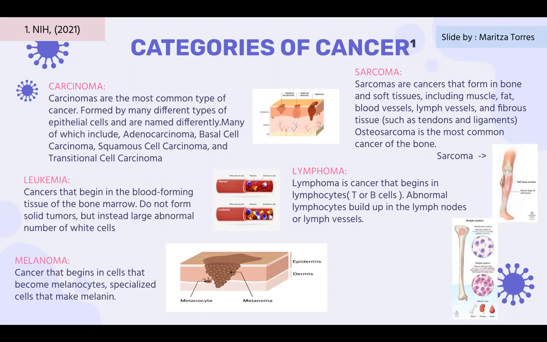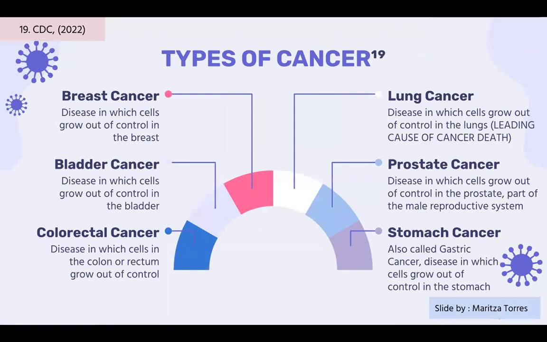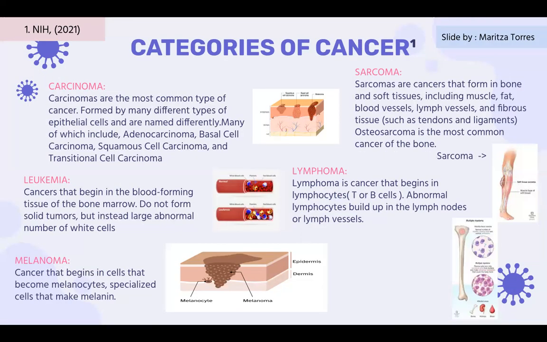Melanoma is the cancer that begins in cells that become melanocytes, specialized cells that make melanin. Lymphoma is a cancer that begins in the lymphocytes, abnormal lymphocytes built in the lymph nodes or lymph vessels. Sarcomas are cancers that form in the bone.